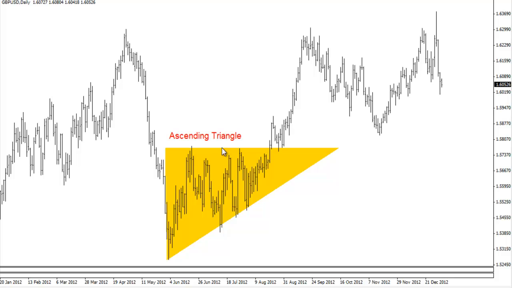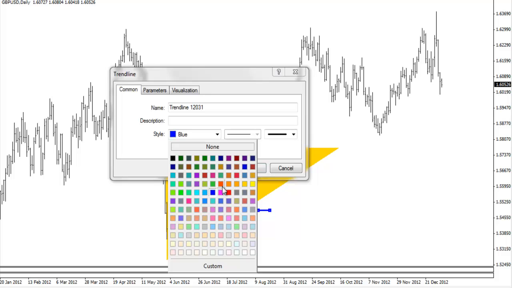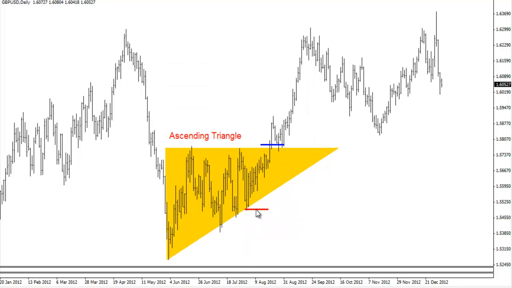If we look at the actual closing bar here, we can identify this was the bar that closed outside of the triangle, therefore that would be our entry point. We will look to enter on the close of the bar here. Our stop loss will be underneath the previous lows. Just make this red so that we can see it's a stop loss. And we have our stop loss underneath here.